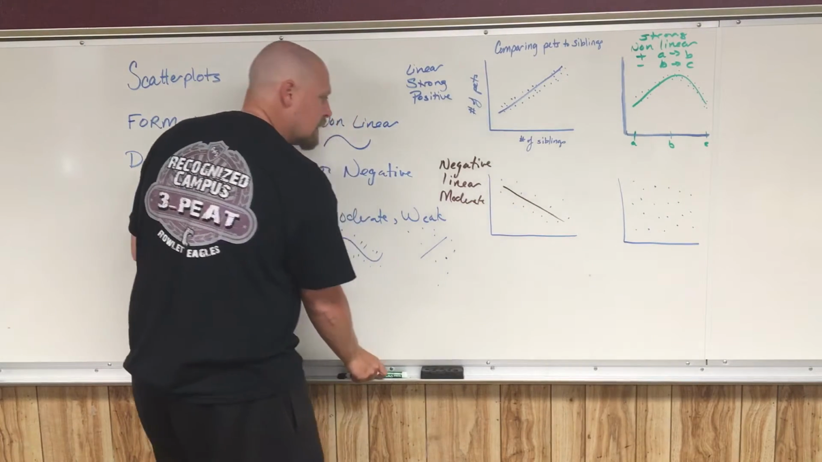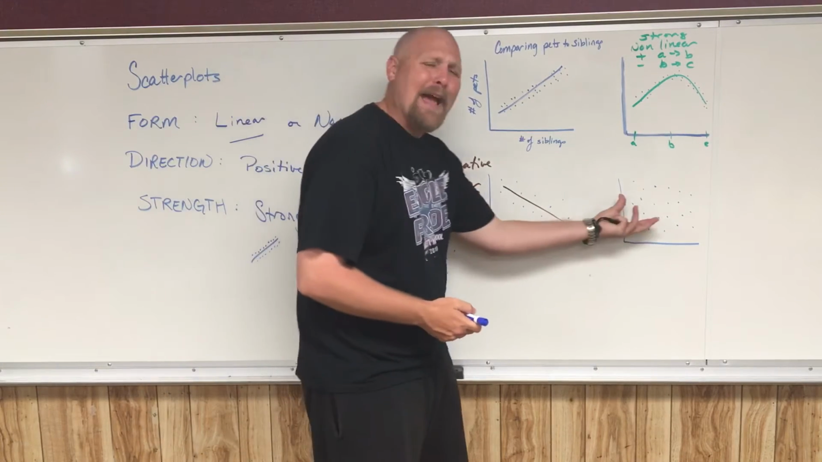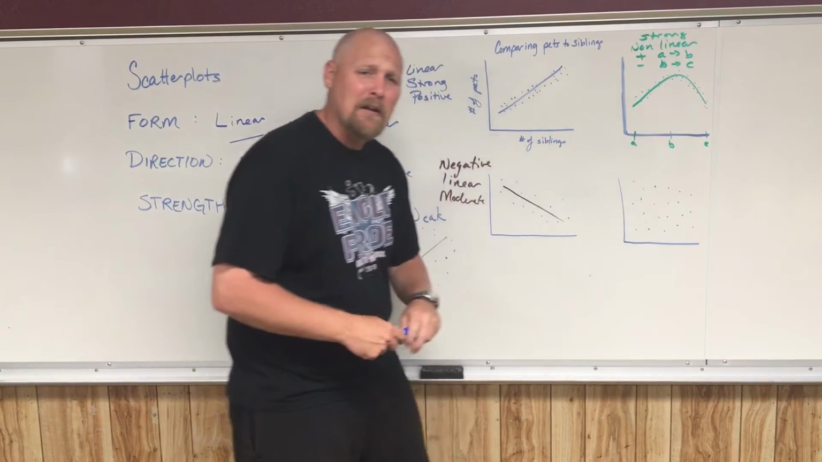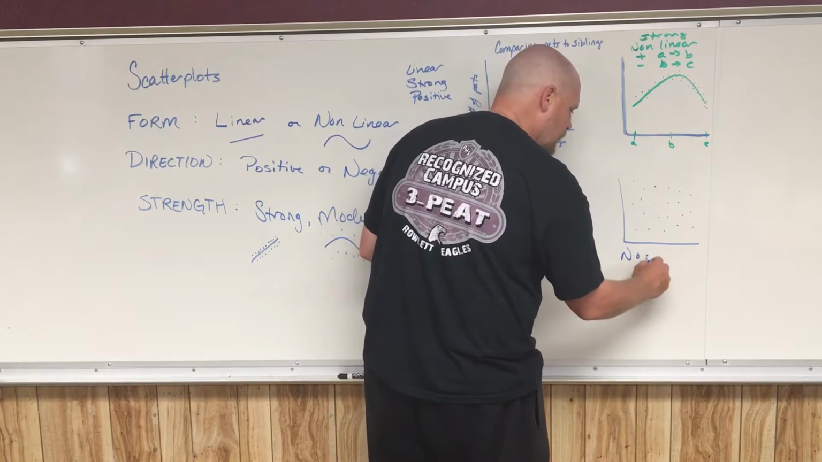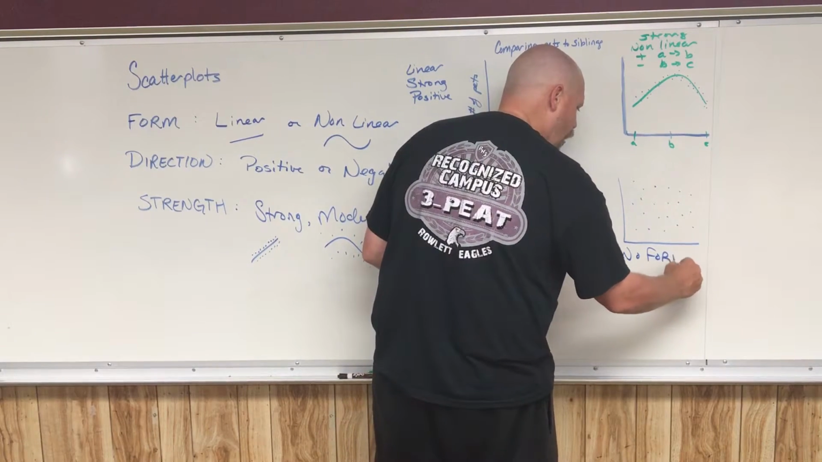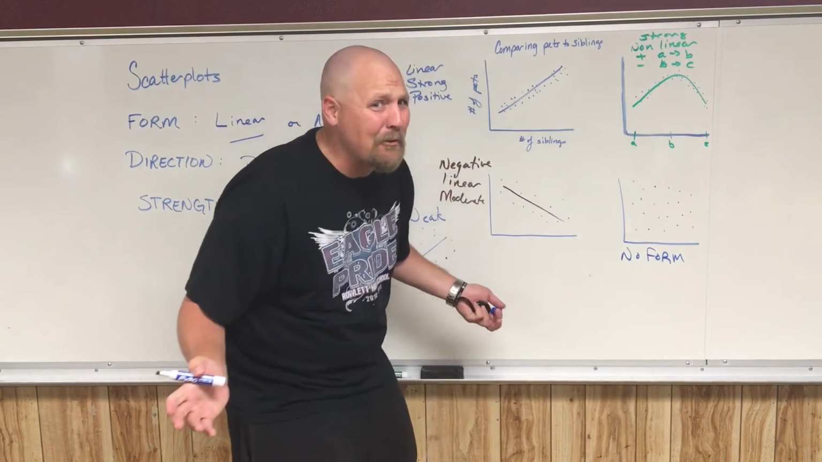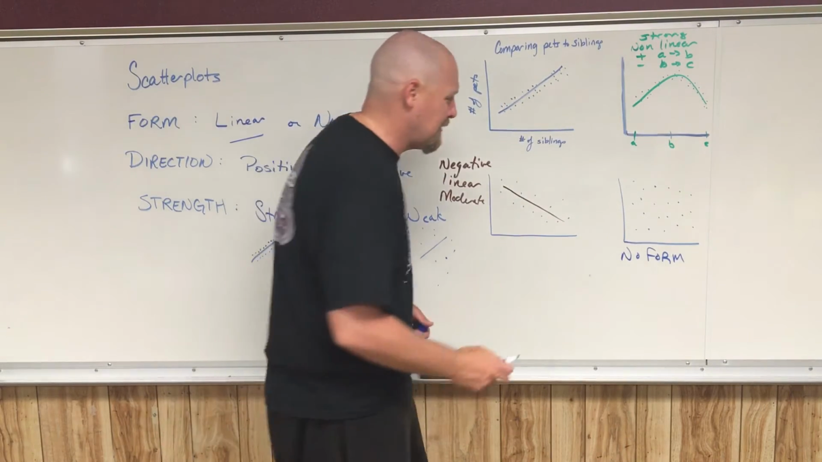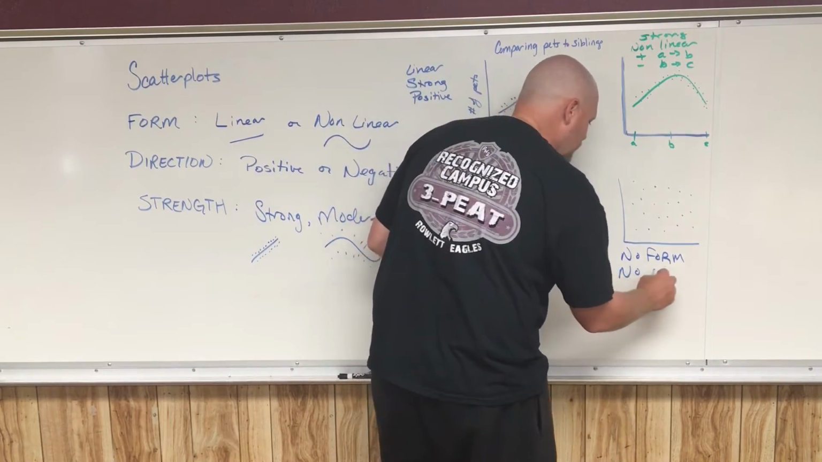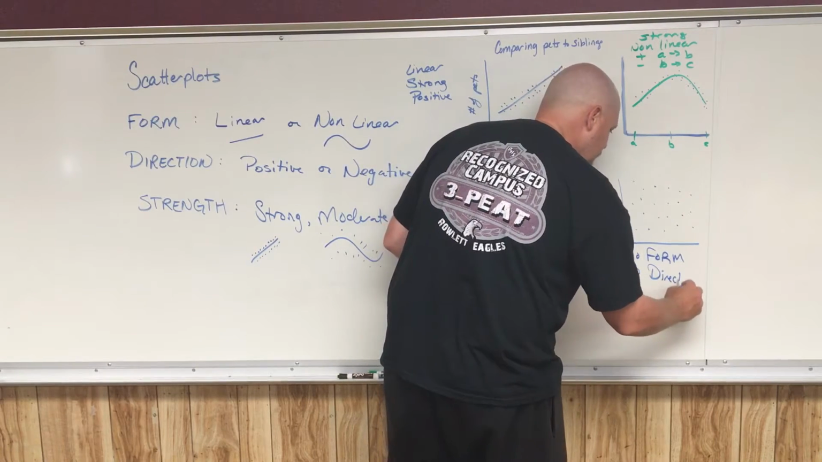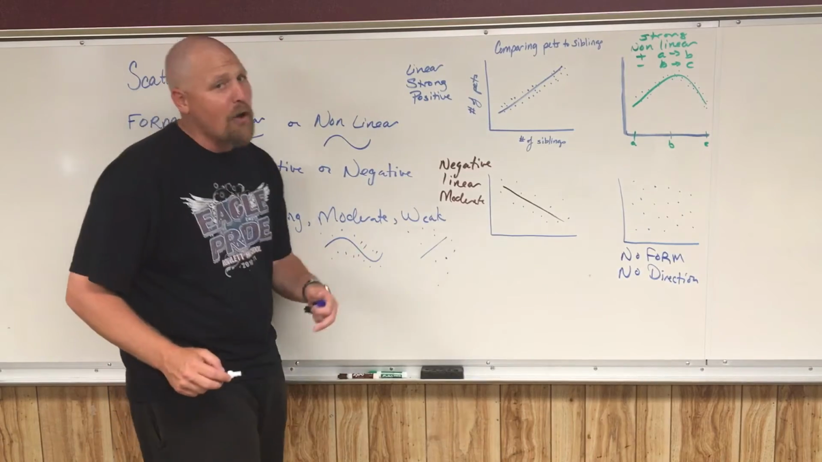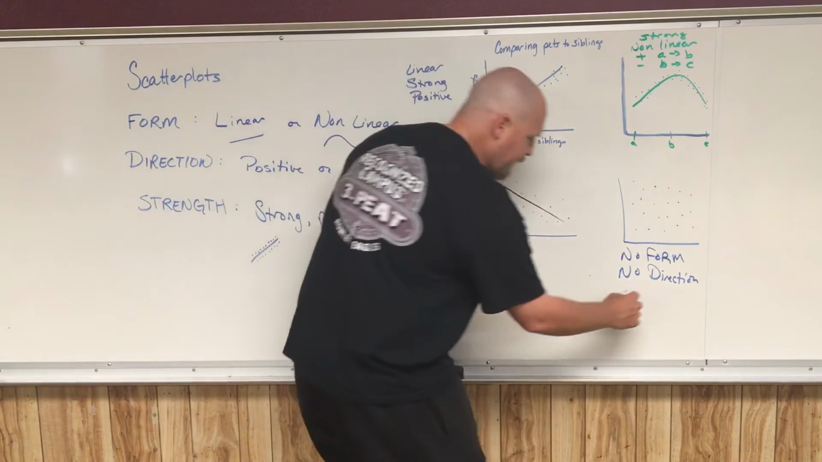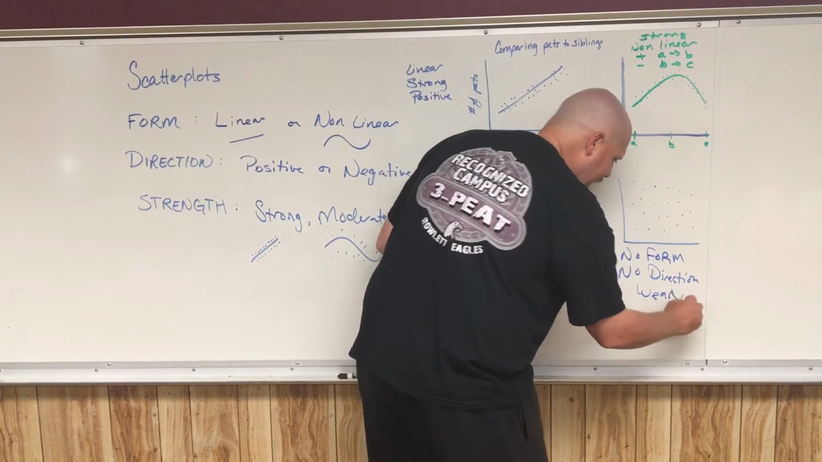And then this last one here, guys, there's no form here. No form at all. When there's no form, can there be any direction? I don't think so. So there's no form. There's no direction. There is a strength, however. The strength is what we're going to call weak. Okay? This is very, very weak.